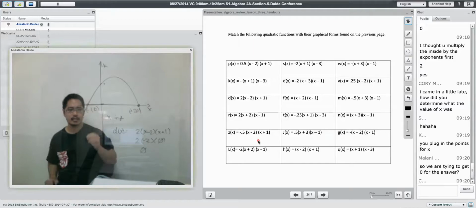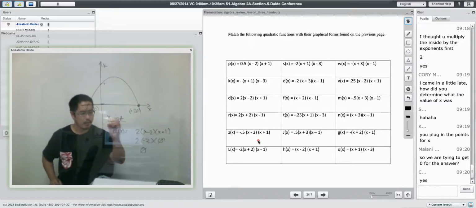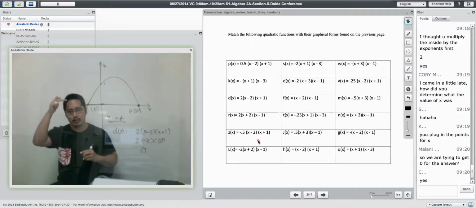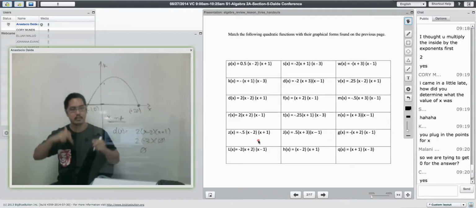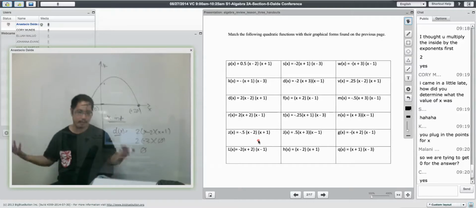Yes, we're trying to get 0 for the answer because that's what we're analyzing here. We're trying to figure out what the x-intercepts are. And whenever we think of x-intercepts, the first thing we think of is the y value is equal to 0. So I have an x-intercept of negative 1, the y value is 0. Or in this case, it's the d value. We just use a different letter d, but you could replace that with a y or an f or whatever you want.